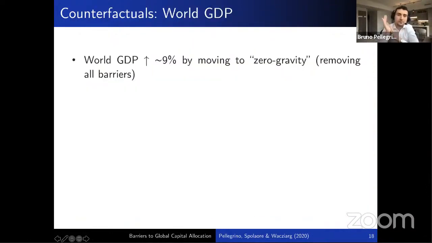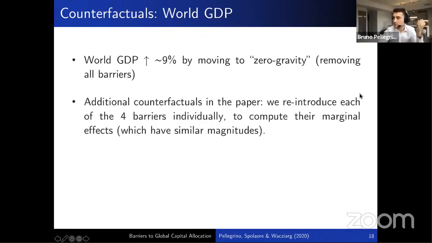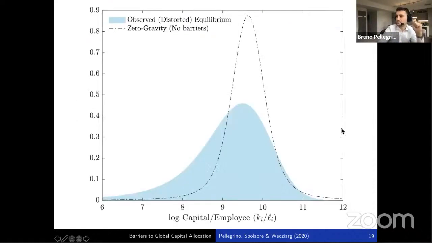Okay, so finally we use our model to do counterfactuals, and we ask if we were to remove these 4 barriers, how much world GDP would we be able to recover? And the answer is about 9 percentage points. Of course, we do other counterfactuals in the paper. We try and reintroduce all of these barriers individually to compute their marginal effects. We find they have more or less similar magnitudes.